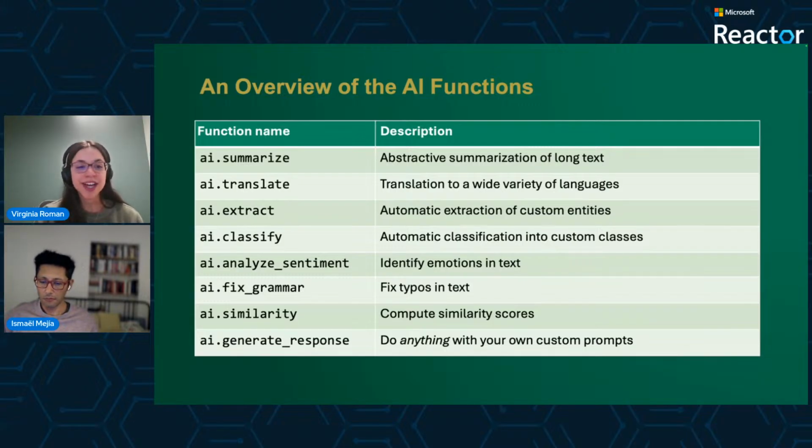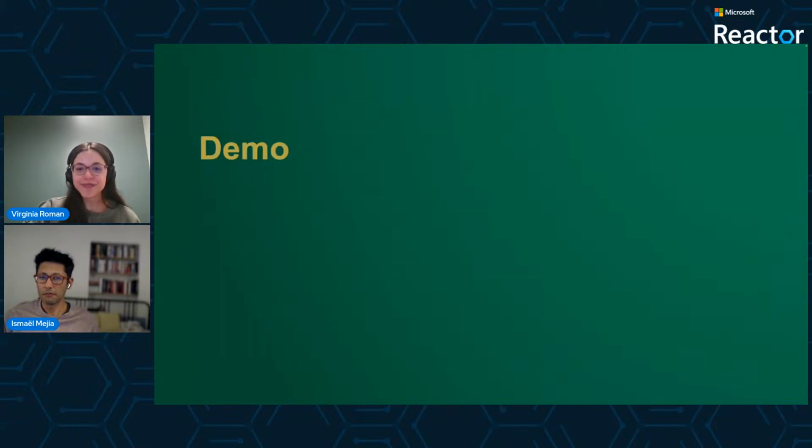And lastly, we have AI.generate response, which is a function in which you can write your own custom prompt for any specific use case that you have. So now let's jump over to Fabric so we can see what these look like in action.